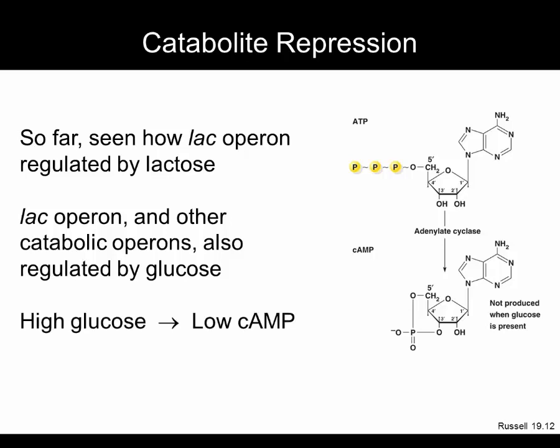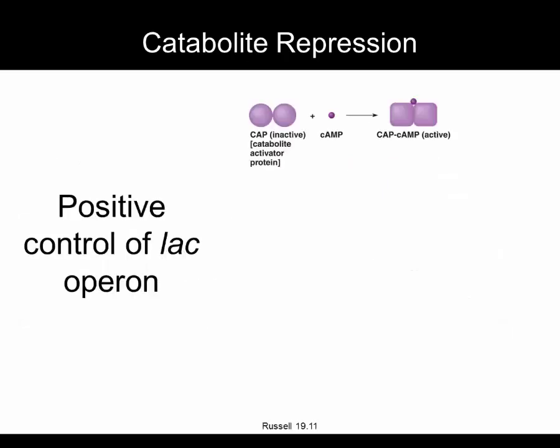So high glucose levels mean low cyclic AMP, and low glucose means high cyclic AMP. Cyclic AMP binds a catabolite activator protein, or CAP. As the name implies, CAP is an activator. It helps RNA polymerase bind the promoter. But it's only active when cyclic AMP is present.